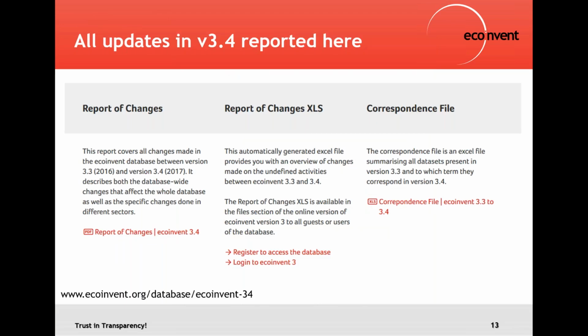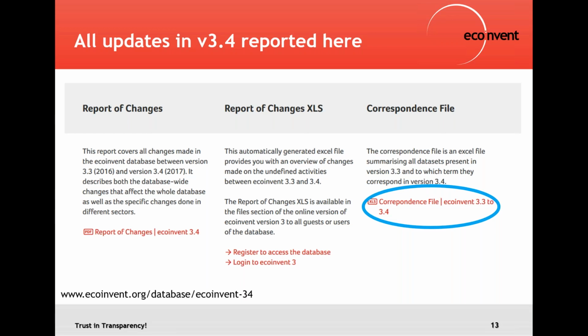This report of changes can be used together with an Excel file called the Report of Changes Excel, which gives you every single flow in every single activity in the database, and you can track how amounts or even flows have changed between versions. Complementary to those files, we also publish the correspondence file, which is an Excel file that you can download from here. It is the key that you need to use when you're adapting your project from version 3.3 to version 3.4, or in general from one version to the next.